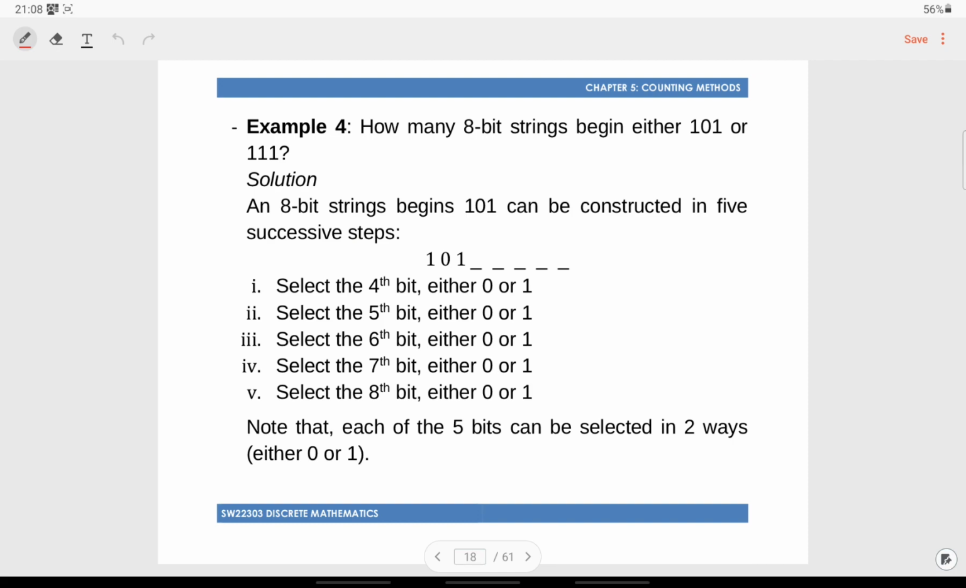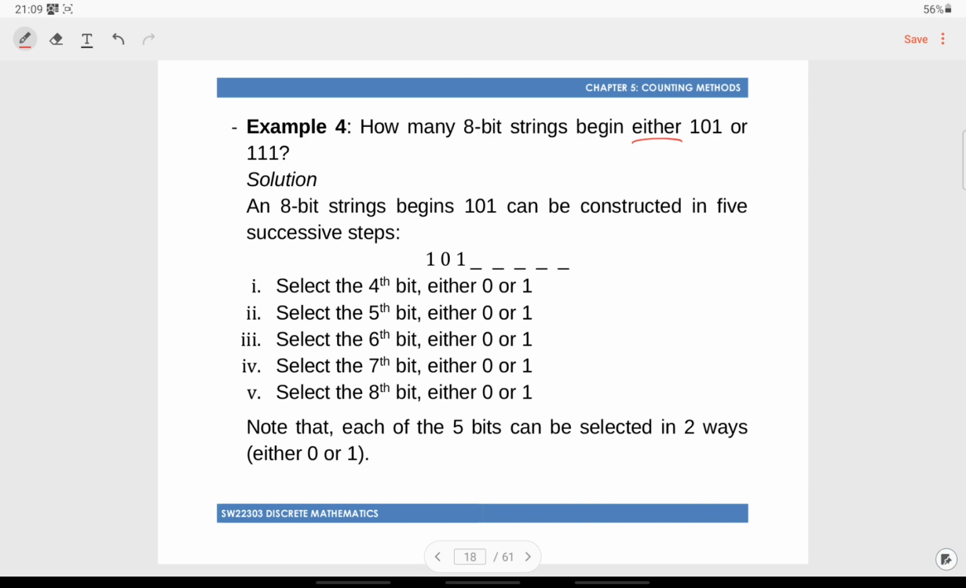So we consider the following example. How many 8-bit strings begin either, okay, either means or, either 101 or 111. So that's the solution. How many 8-bit strings, strings of length 8, begin either 101 or 111. That means the end of these strings can be any combination. We only fix the first 3 elements in these 8-bit strings. Okay, look at the solution.